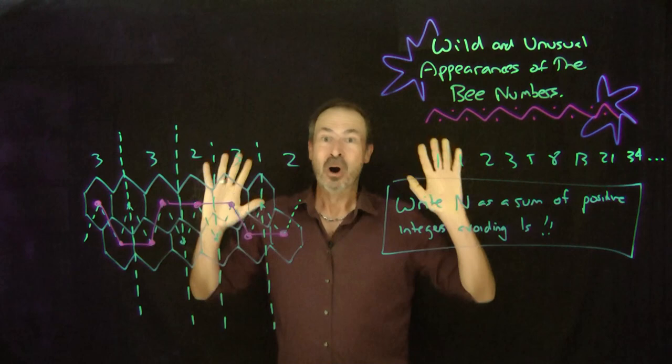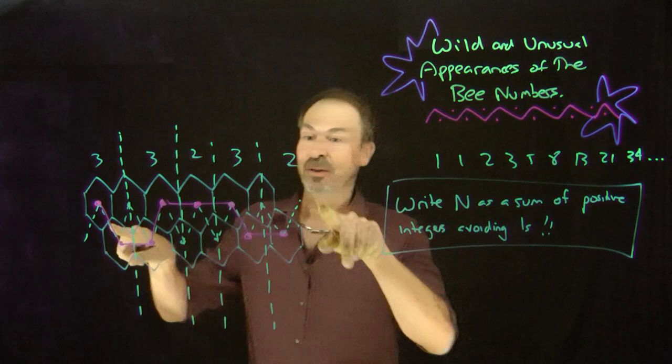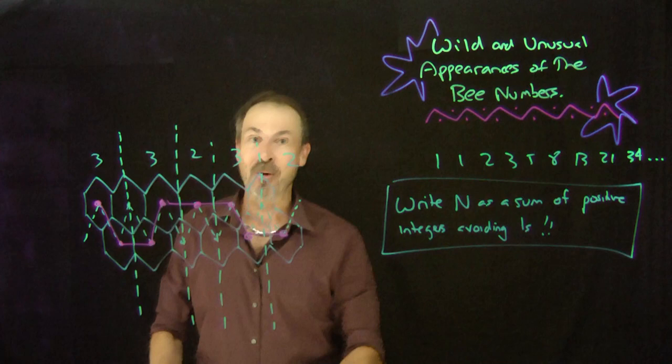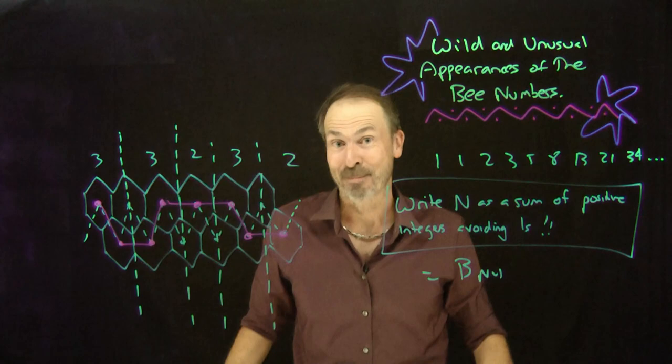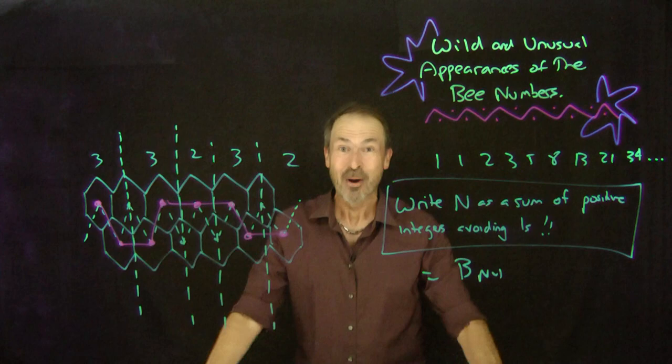Whoa. So if I want to decompose the number n in such a manner, I want n items on my zigzag, which means I want n minus 1 cells, which means I'll be counting b_{n-1} paths. The number of ways to write a number n as a sum of integers avoiding number 1 is actually the (n-1)th b number. Whoa, there it is. You've got to love these b numbers, you've got to love this path counting. And it keeps going. Let's do more.